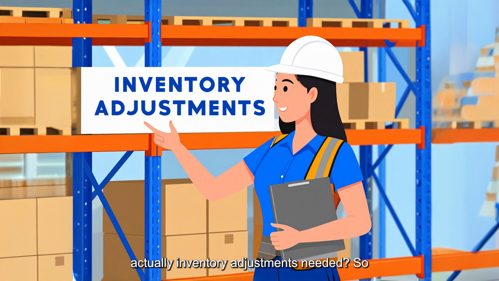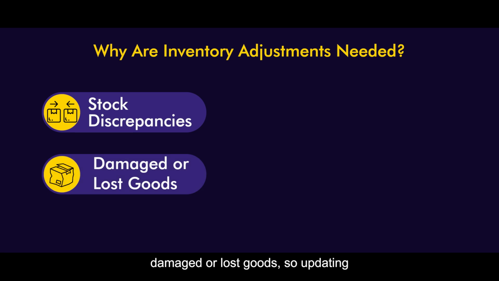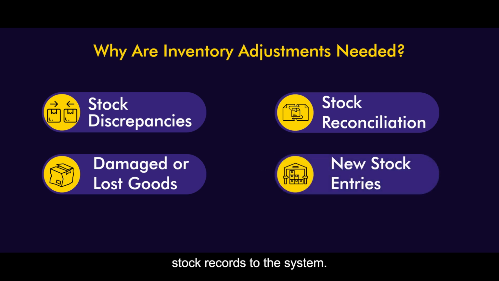Now, why are inventory adjustments actually needed? Inventory adjustments are used in various scenarios, including stock discrepancies, when actual stock differs from Odoo's recorded stock. Next, damaged or lost goods, so updating stock levels for damaged, lost, or expired products. Third, stock reconciliation, so aligning the system records with annual or periodic physical stock counts. And fourth, we have new stock entries, so when adding missing stock records to the system.